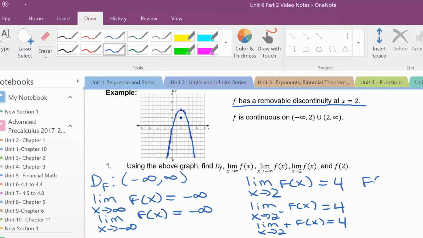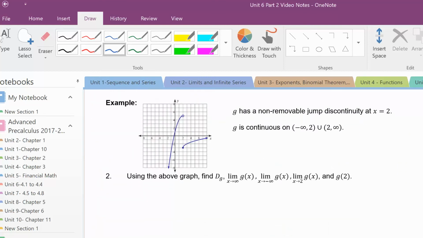Now what is f of 2? F of 2 is 2. So notice this is a removable discontinuity because the limit is one thing, but then the value of the function is another. So that is a removable discontinuity, otherwise known as a hole.